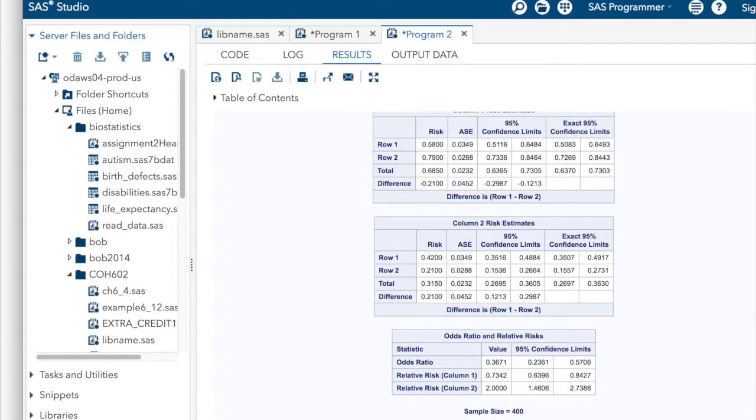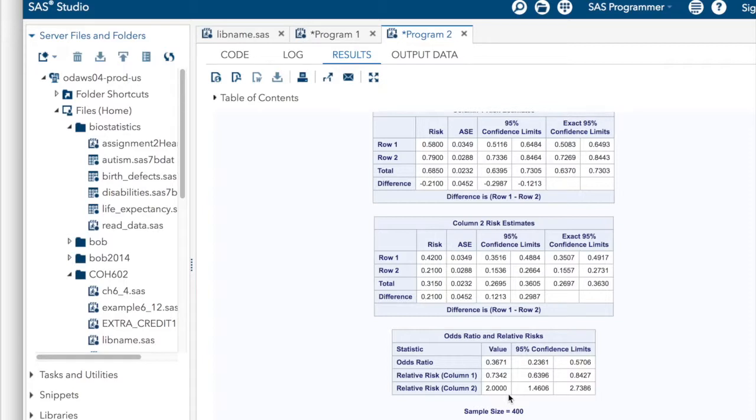Then we scroll down here, we get our odds ratio of 0.3671. If you wanted the confidence limits for that, it wasn't asked for in the problem, but if you wanted it, there they are, 0.2361 to 0.57. And relative risk for column 1, 0.73, for column 2, 2.0.